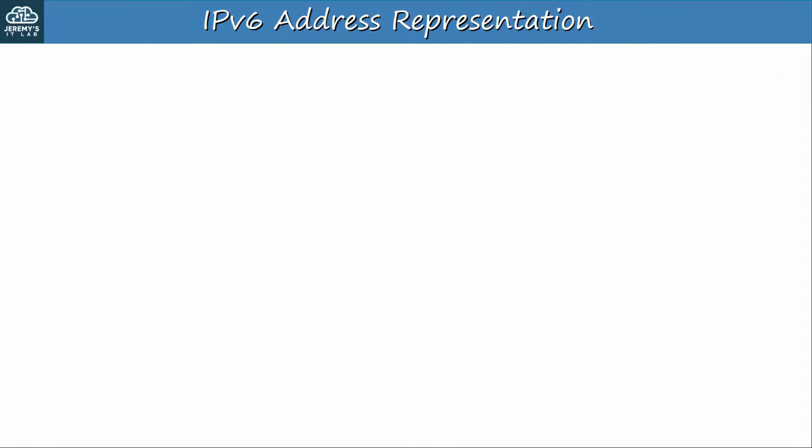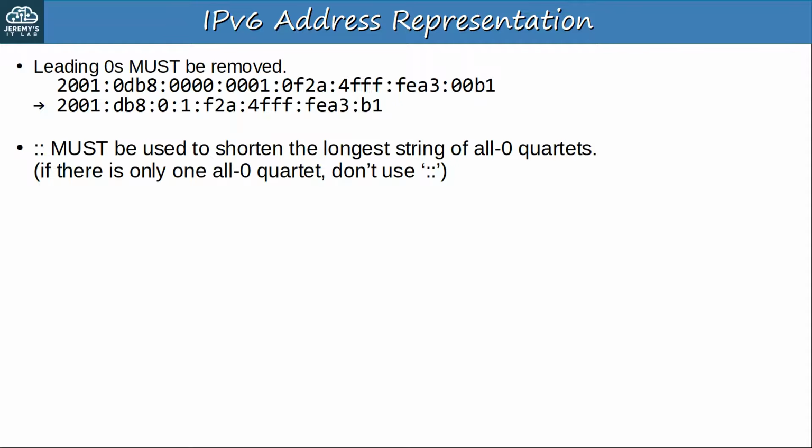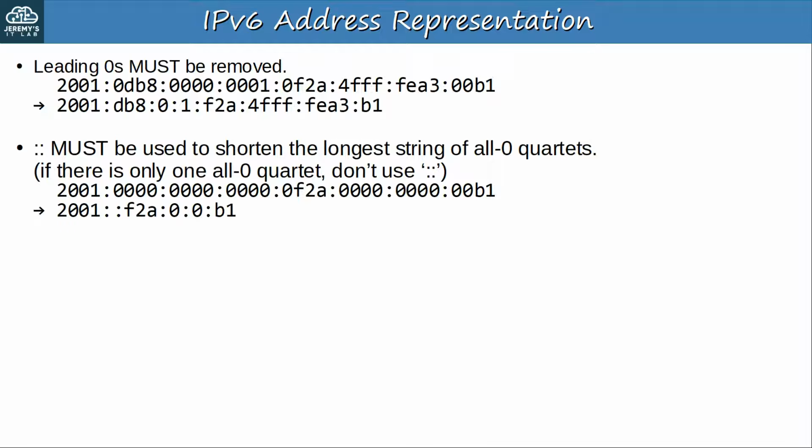Here are some of the details from that RFC. Leading zeros must be removed. So this IPv6 address must be represented like this, with all of the leading zeros removed. The double colon must be used to shorten the longest string of all zero quartets. But if there is just a single all zero quartet, don't use the double colon. So this IPv6 address has two choices for the double colon. On the left, there are 3 all zero quartets. On the right, there are only 2. So we must shorten it like this, using the double colon on the left.